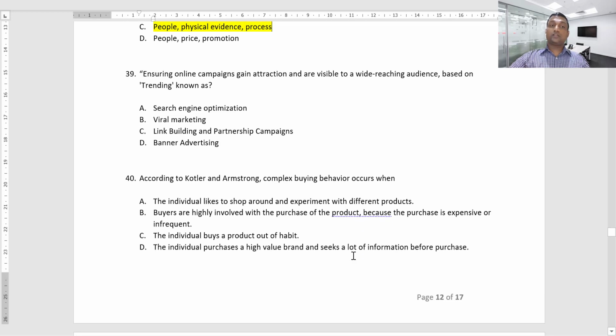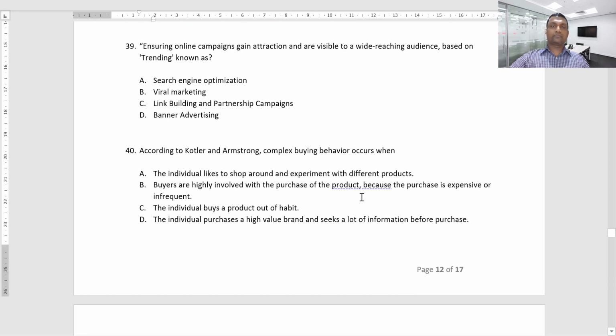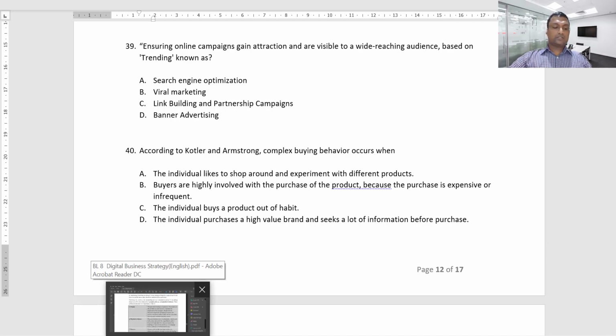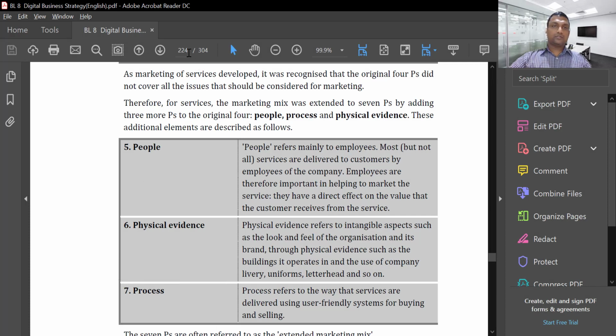Let's move on to question number 39. Ensuring online campaigns gain attraction and are visible to a wide-reaching audience based on trending, known as. So online campaigns sometimes become trending. It's a word we also talk about when we see even in YouTube. We say that these are the videos which are trending now. So let's see how this is explained in the textbook.